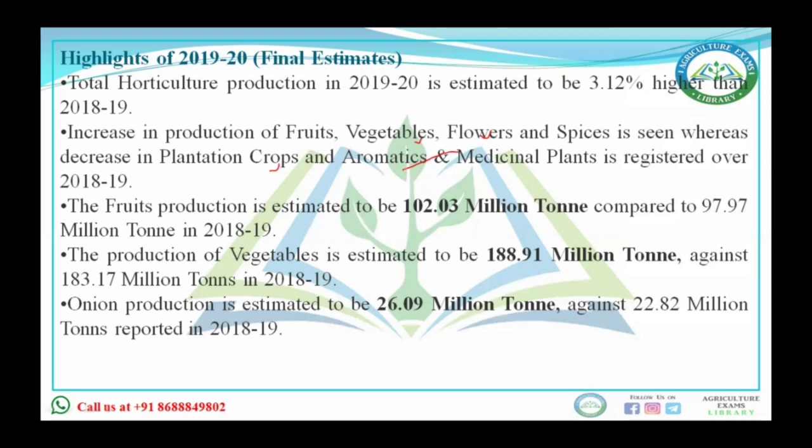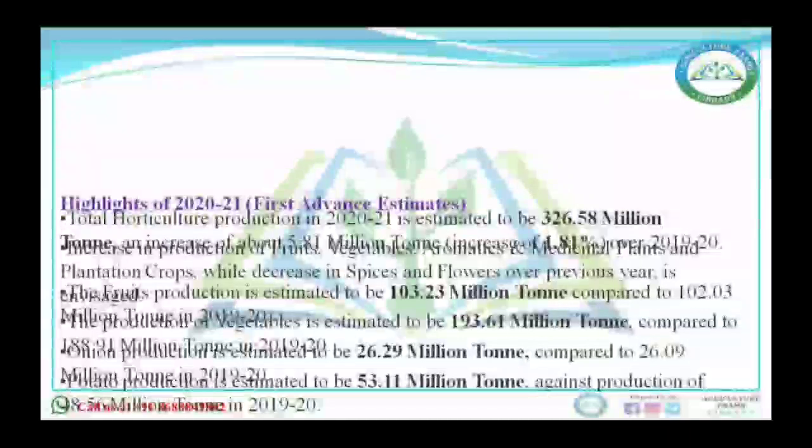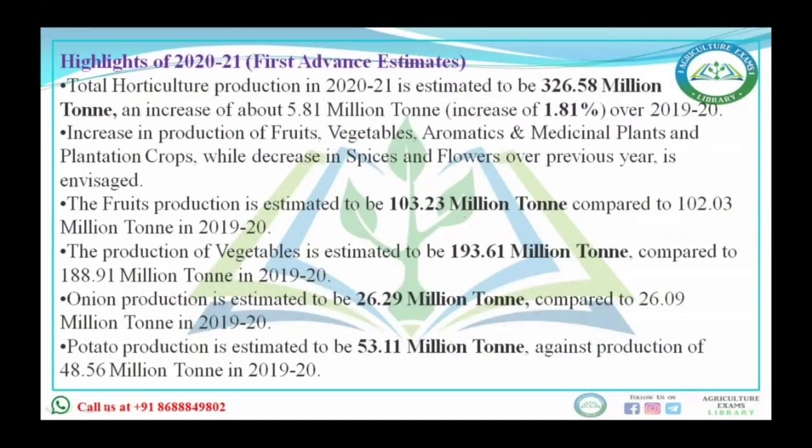Fruit production is estimated to be 102.3 million ton as compared to 97.97 million ton in 2018-19. The production of vegetables is estimated to be 188.91 million ton against 183.17 million ton in 2018-19. Onion production is estimated to be 26.09 million ton against 22.82 million ton reported in 2018-19. Now, that was the final estimate of 2019-20.